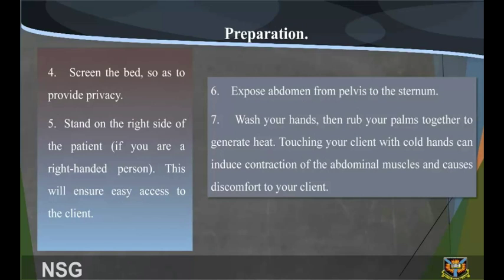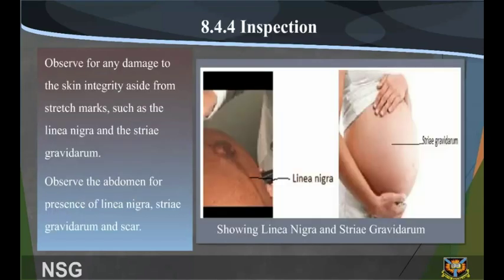5. Stand on the right side of the patient if you are a right-handed person. This will ensure easy access to the client. 6. Expose the abdomen from the pelvis to the sternum. 7. Wash your hands, then rub your palms together to generate heat. Touching your client with cold hands can induce contraction of the abdominal muscles and cause discomfort to your client.